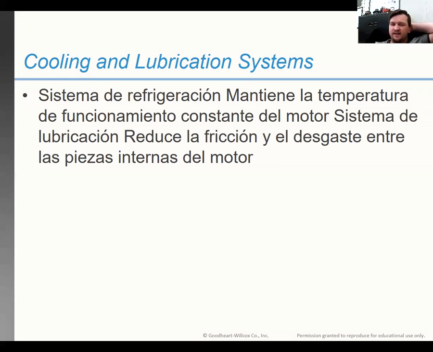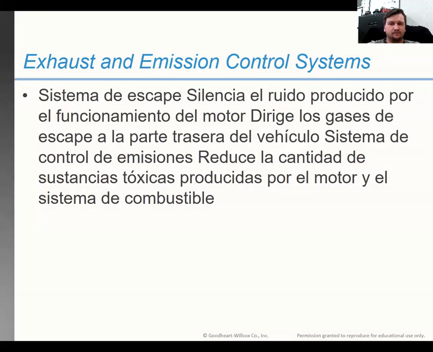We also have a lubrication system. This reduces friction and wear in between internal engine parts. There's a lot of metal moving around. We need a lubrication system so those metals aren't grinding up against each other and wearing each other out. We have an exhaust system, which quiets the noise produced by the engine operations. This also routes the exhaust gas to the rear of the vehicle. Exhaust gas is poisonous. It has carbon monoxide in it, so we want it to leave safely behind the vehicle. We do not want it entering the vehicle's passenger compartment.